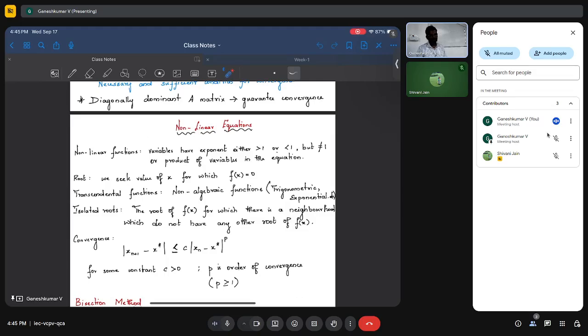The other things are nonlinear equations. Sometimes if it's a linear equation you can solve it, but if it is a nonlinear equation, it becomes difficult for us to solve the problem, and you basically cannot do it analytically.